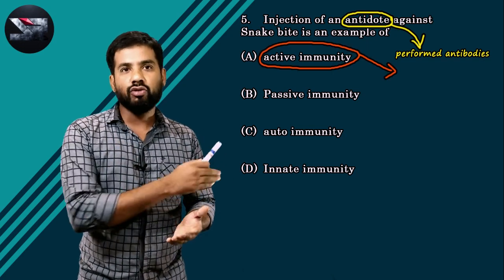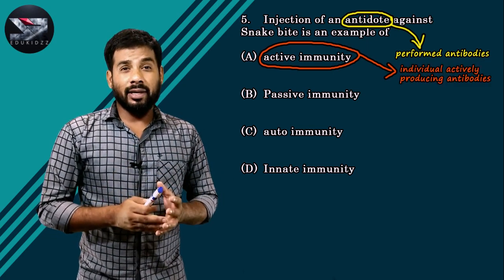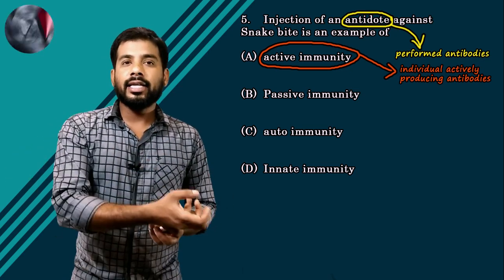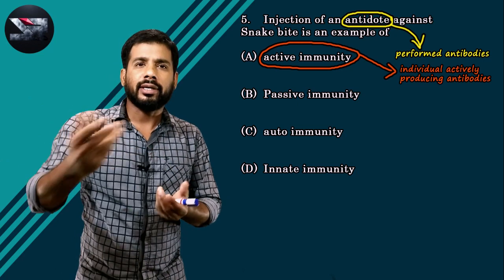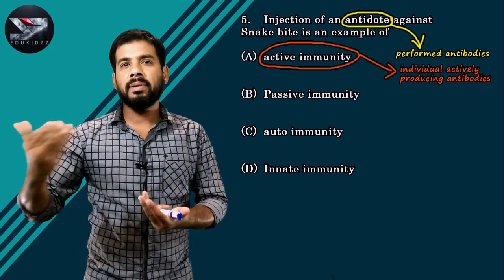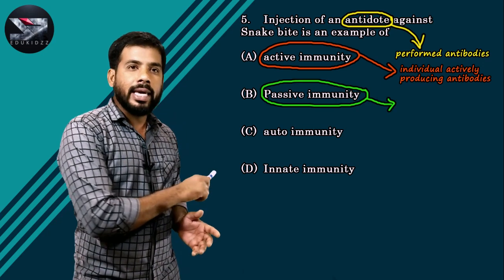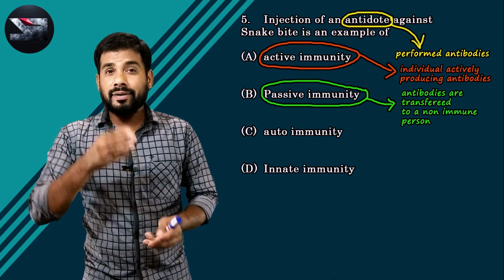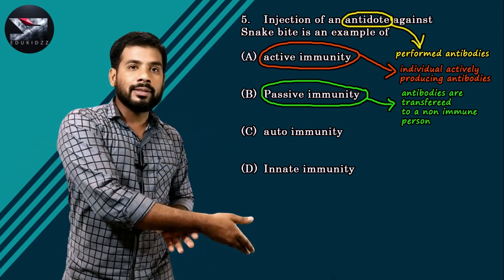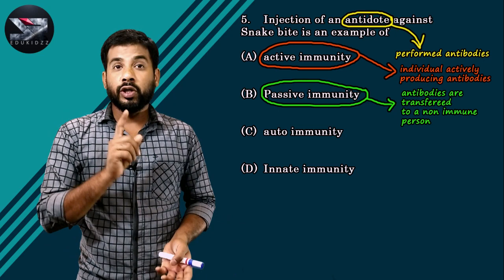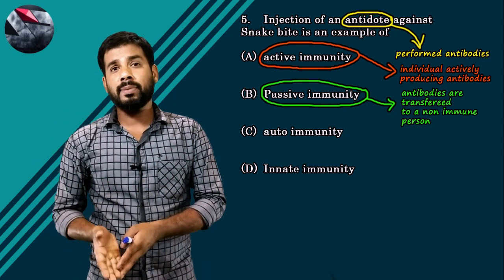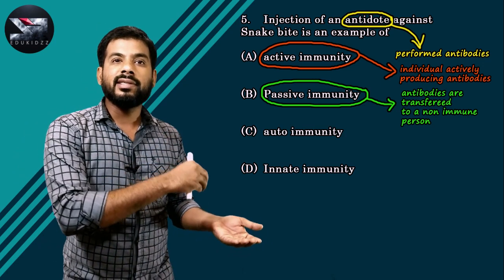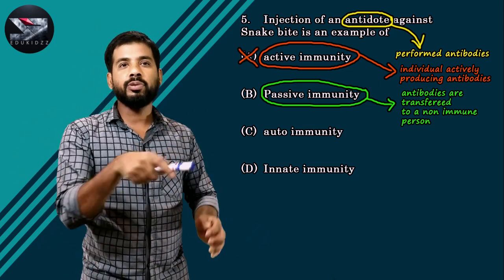First of all, if we take active immunity, what is active immunity? Here an individual actively produces antibodies against the antigen. That antigen may enter naturally into the body or that may be artificially introduced. If we take option B, what is passive immunity? Here in passive immunity, antibodies are transferred to a non-immune person, that may be naturally or artificially. So as I said, antidote is a preformed antibody that is transferred to a non-immune person, like a person who is suffering from the snake bite. So you eliminate option A.